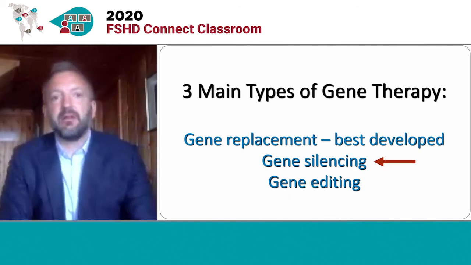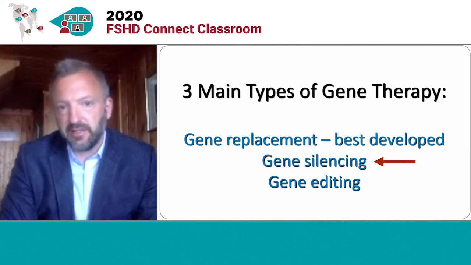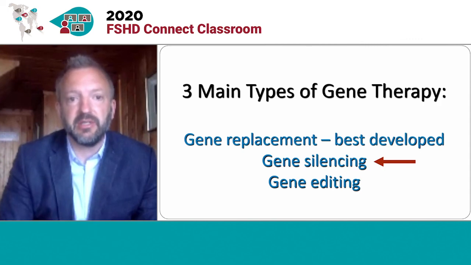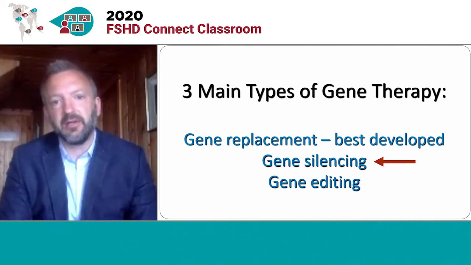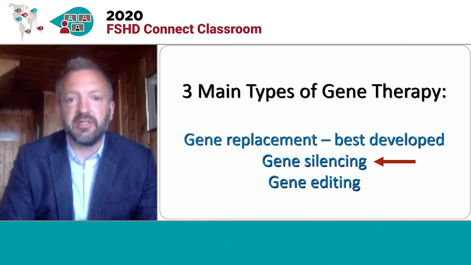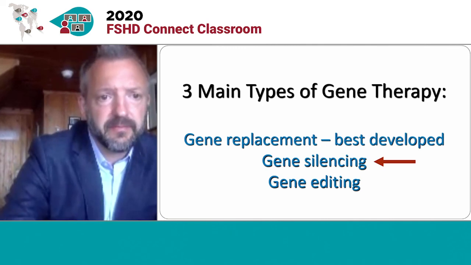The main types of gene therapy that people are developing are gene replacement, gene silencing, and gene editing. Gene replacement's the best developed, and the current products on the market are gene replacement strategies. What that means is that a gene is missing in a genetic disease and you add a good copy back. In our case, because our target is DUX4 and we want to shut it off, we want to develop gene silencing strategies. And that's what I'll be telling you about in the next few slides.